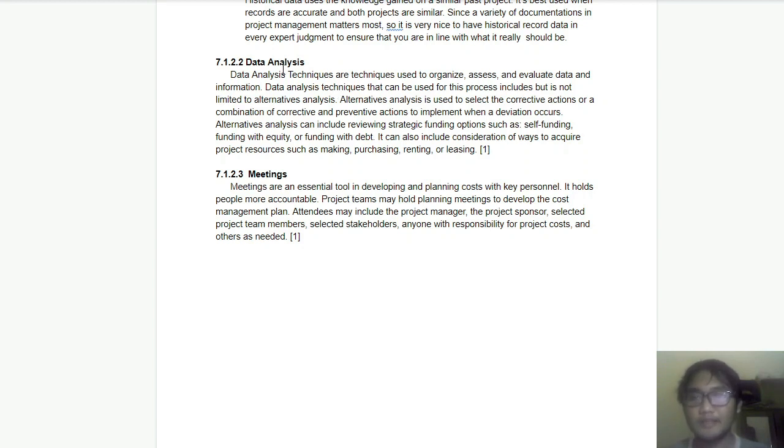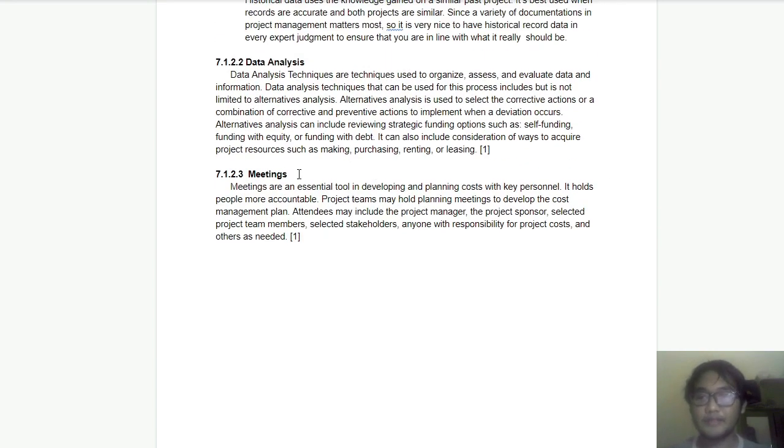So basically, data analysis techniques are tactics used to organize, assess, and evaluate data information. So we are going to use data to make decisions, so we can plan our cost management better. For example, alternative analysis, where we are taking corrective action or a combination of corrective and preventive actions. So we are going to mix corrective and preventive actions.